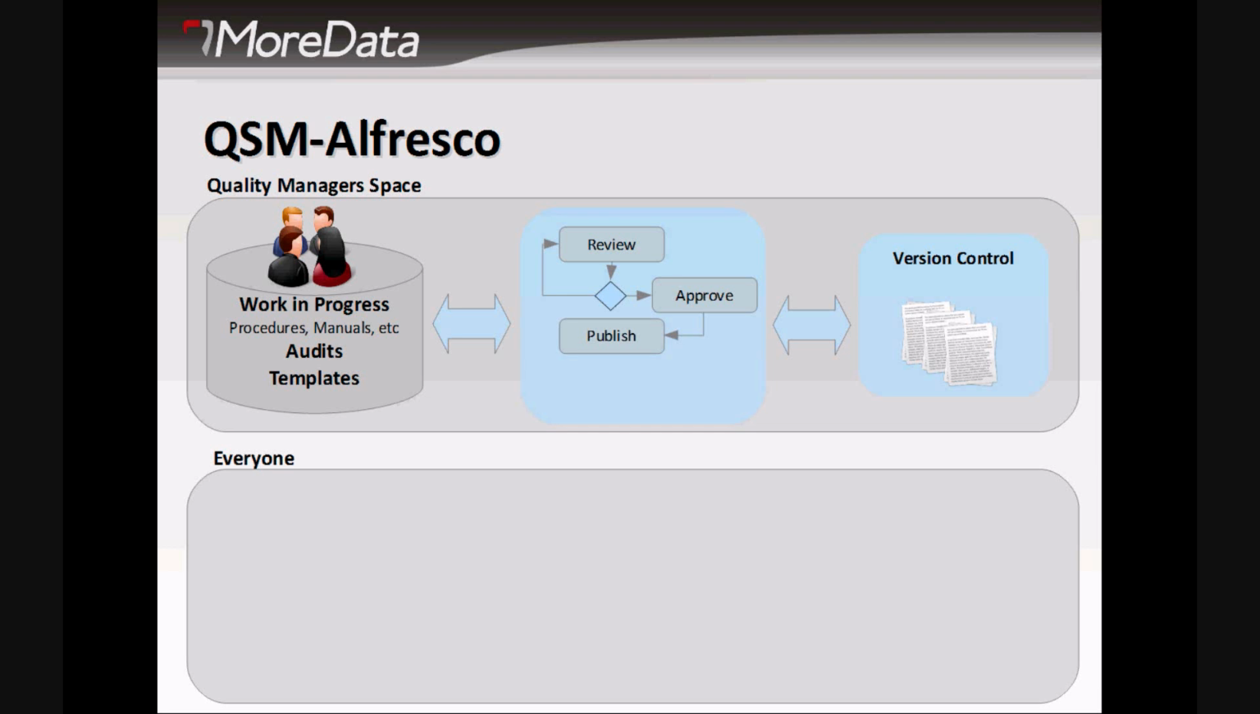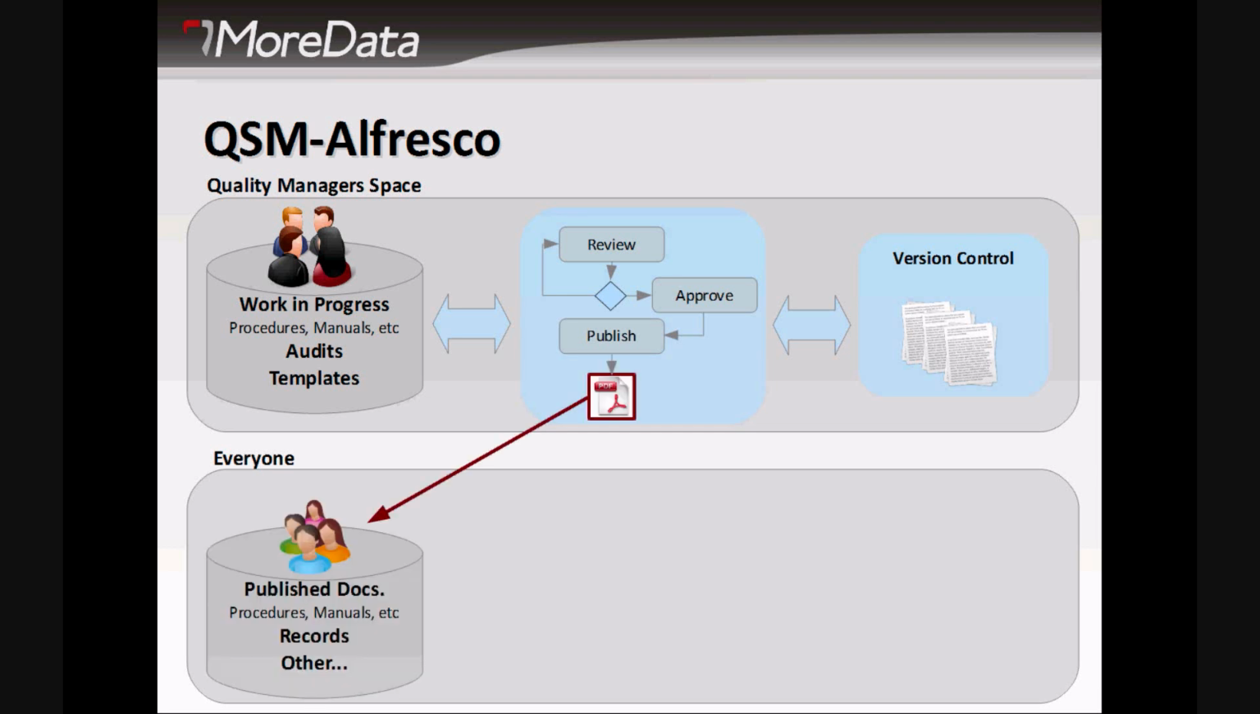This approval triggers an action in Alfresco that converts a document in the PDF format and stores it in the common repository where everyone can see it. This second repository is available to all users and besides containing all the documents published by the quality managers, can also contain all sorts of documents and records.